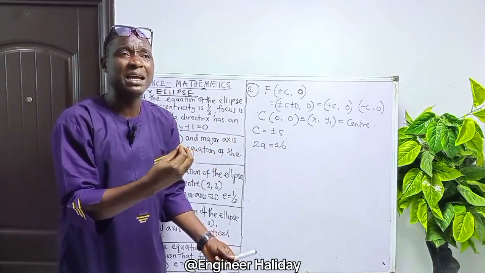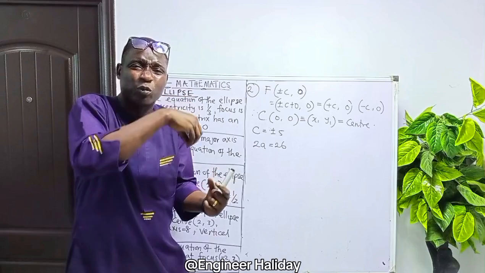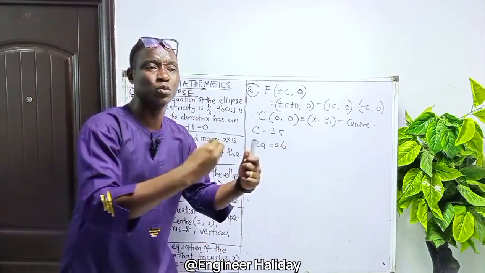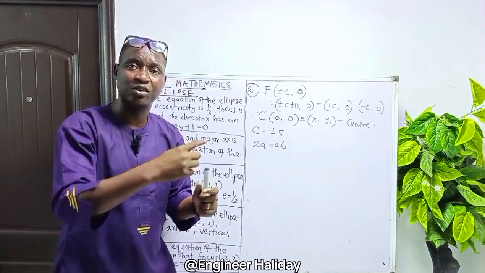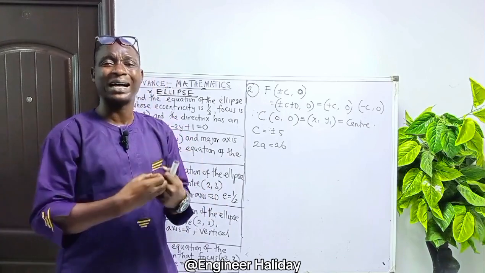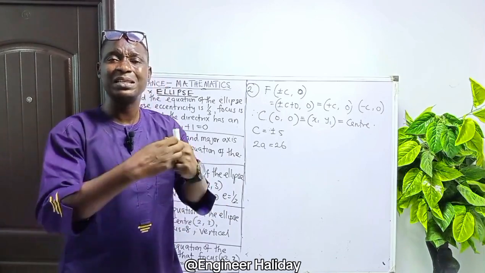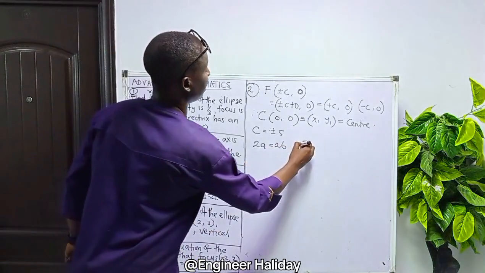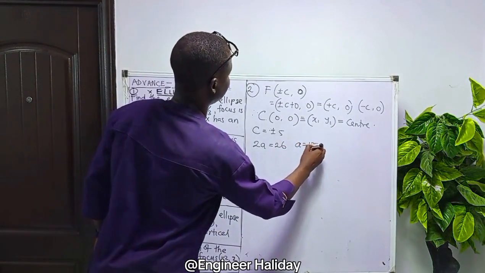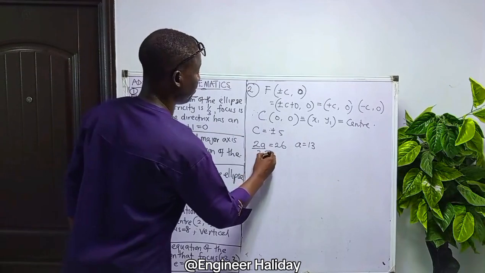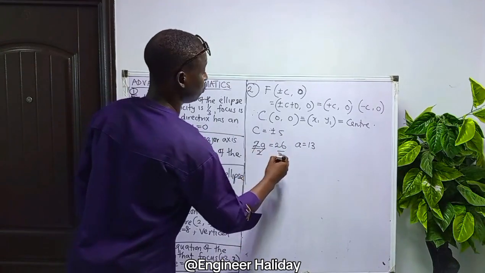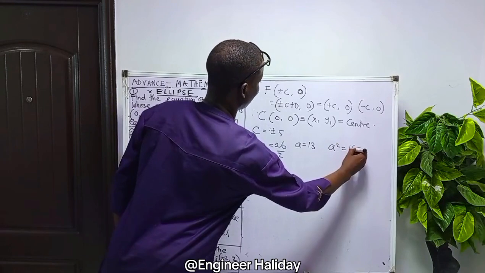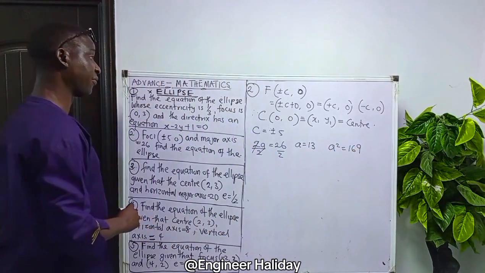But if you are given it like this, it is given as 2A. So the major axis is given in the question as a length. If I say the major axis is 20, it means that 2A equals 20. If I say the minor axis is 10, it means that 2B is 10. Meaning that A equals 13. How? If I divide by 2, A will give us 13. That means A squared is equal to 169. Take that one down first.